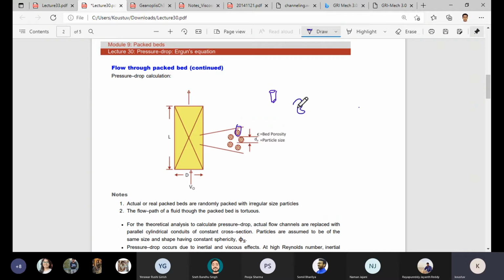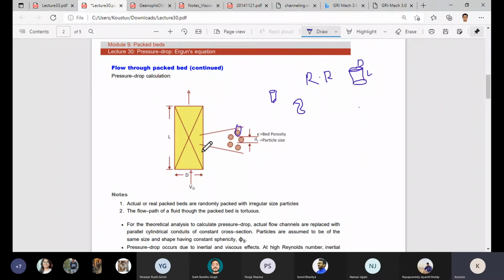Sometimes there must be some irregular shaped. So there are many industrially used packing materials available. Probably you have heard of the name Raschig ring. The characteristic of Raschig ring is that its diameter and length are equal, so L equals D. If this is the D, this is the L. So it's a cylindrical packing. There are many of this type of packing that are used in the packed bed.